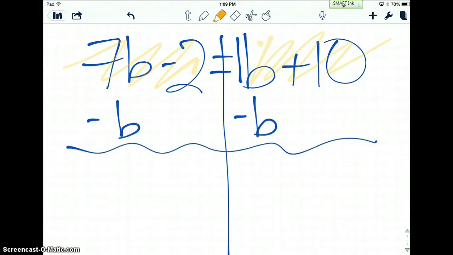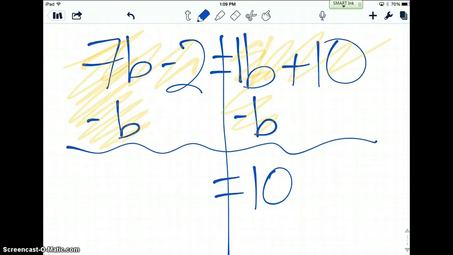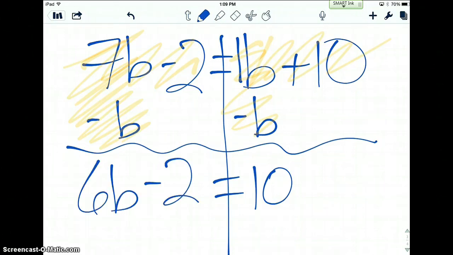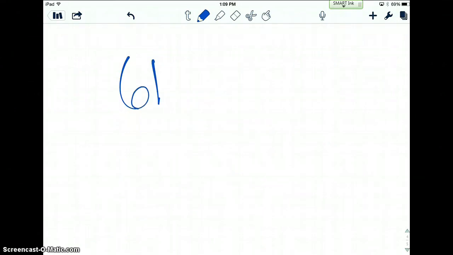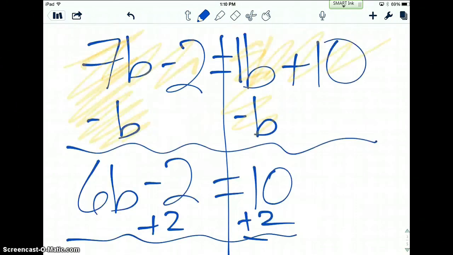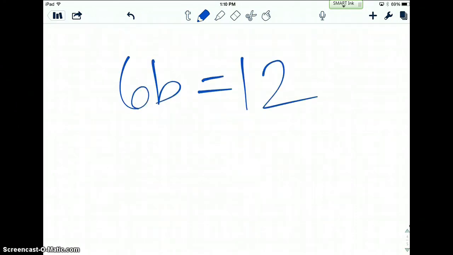Okay, so now I have my like terms. And 1b minus b would be no b's. So I'm really left with 10 on the right. And then on the left, I have my like terms, 7b, and I'm taking away a b. So I'd have 6b's left with that minus 2 still hanging out. And now it's just a two-stepper. So to get that minus 2 to go away, what do we do? Add 2. So now I will have, if I simplify it, 6b equals, and not 10 anymore. If I add 2, I am at 12.